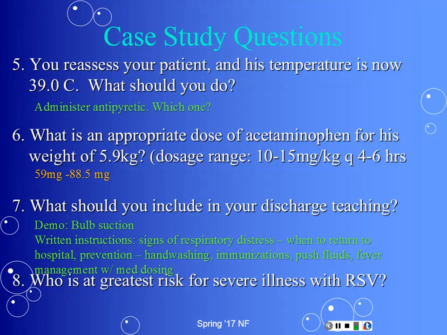Who is at greatest risk for severe illness with RSV? Younger children, immunocompromised. If they have an underlying condition like cardiac babies, cystic fibrosis, things like that. Preemies, okay? If they're less than 35 weeks gestation.